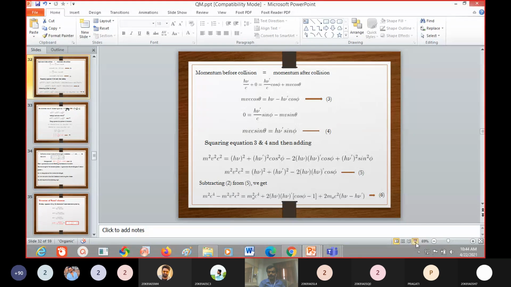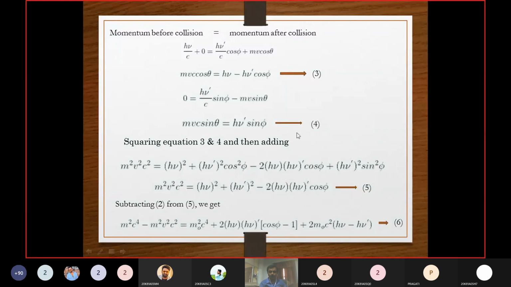If you observe, both equations 3 and 4, we are squaring and adding both. So we get mvc cos theta whole square plus mvc sin theta whole square. Taking mvc whole square as common, we get cos square theta plus sin square theta, which becomes 1. So m square v square c square is equal to the remaining terms, adding both and squaring. If we simplify this equation, we will get equation 5.